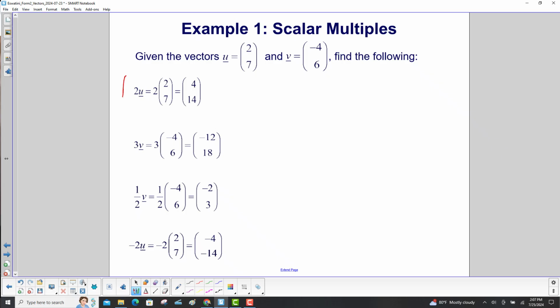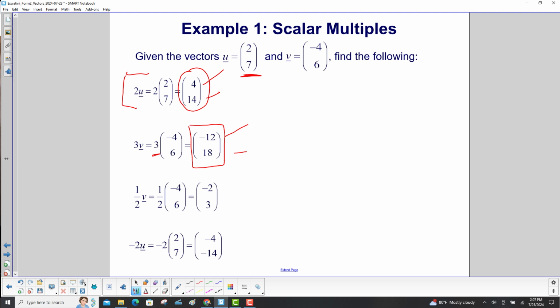So 2u, we place a 2 in front of the vector 2, 7, then just multiply top and bottom. So 2 times 2 is 4, 2 times 7 is 14. This vector is 2u. 3v, similar. This time we have a 3 in front. So we multiply 3 times minus 4 on top, get minus 12. 3 times 6 on the bottom, 18. This is our vector, 3v.